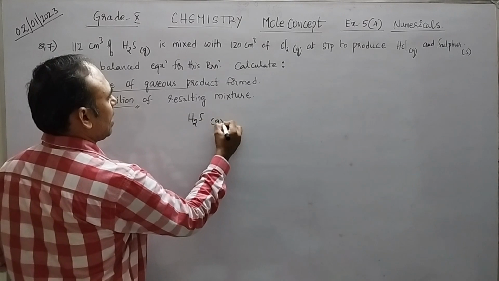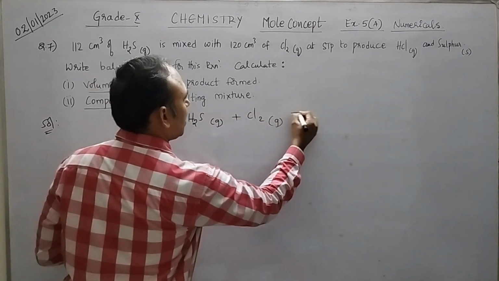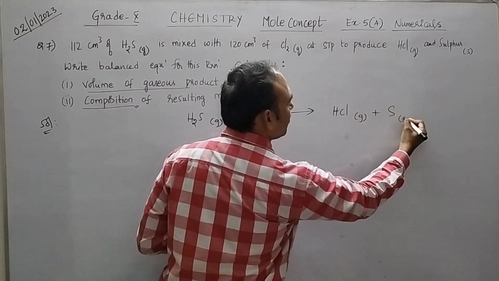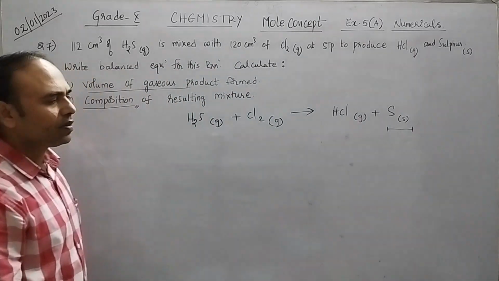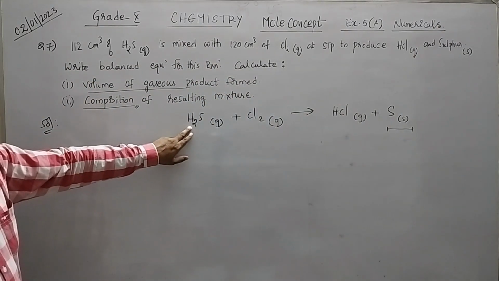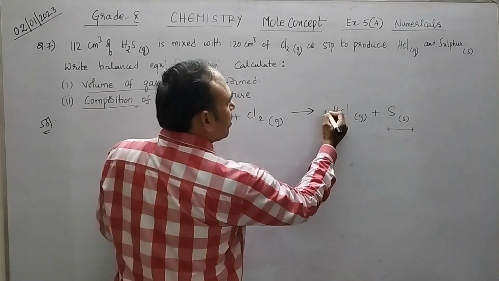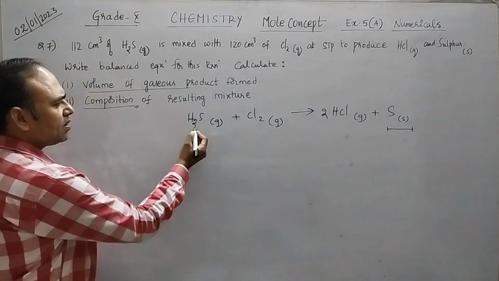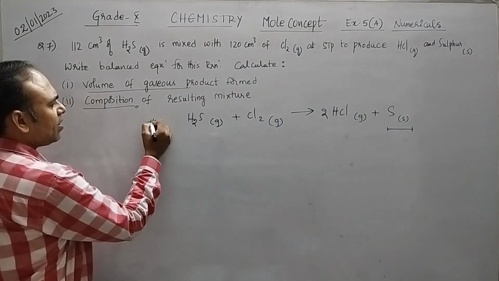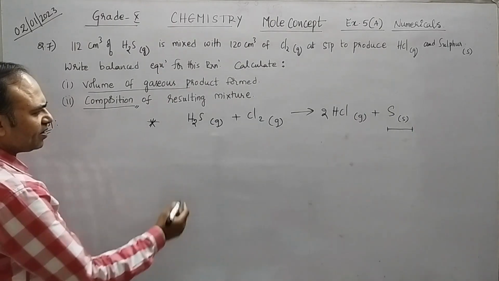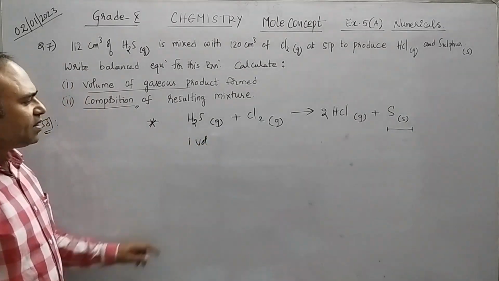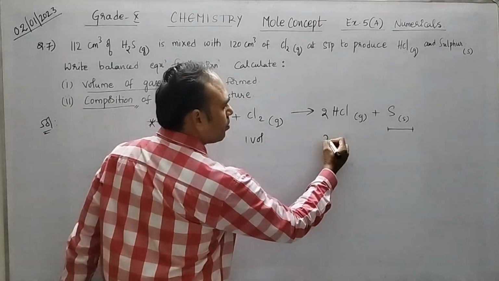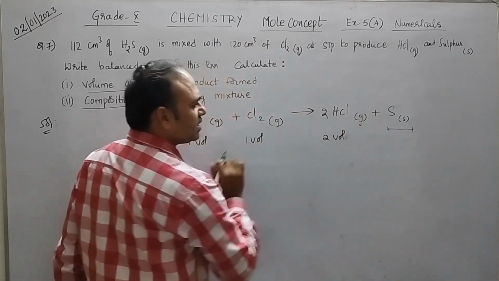So H2S gas is combined with chlorine gas and the product obtained is HCl gas plus sulfur, which is solid. We can ignore the solid product. Now you can understand here we have 2, therefore write the coefficient 2 here. Now Cl2 is balanced here, sulfur is also balanced. Now this is our balanced equation. After this, let us follow the usual method. 1 volume of H2S combines with 1 volume of chlorine to form 2 volumes of gaseous HCl.